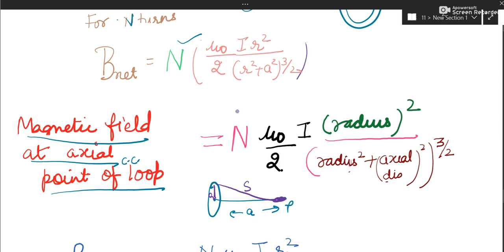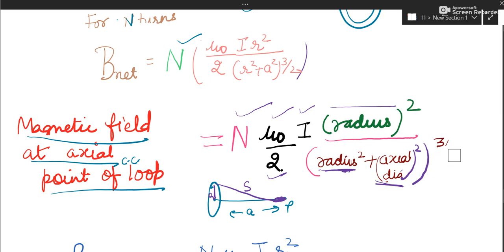So this is n times mu naught I radius square. The symbol can be any x, y, z, anything. 2, there is no pi, radius square plus axial distance square, whole to the power 3 by 2. Let me write it properly so that there is no confusion. You can see here r square plus a square to the power 3 by 2. So this is the result.